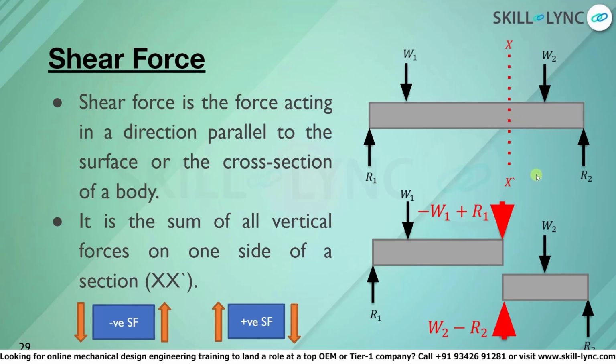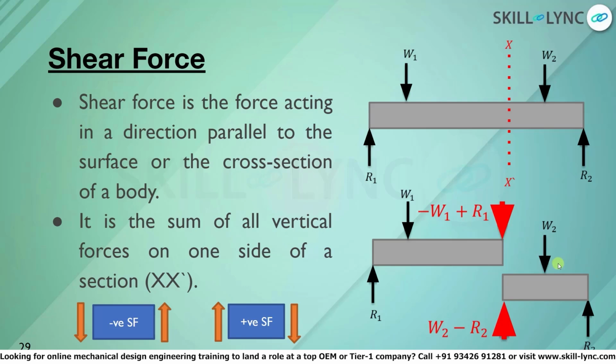The sign convention for shear force will depend on the direction of the force and the side of the section. This figure gives us the sign convention for shear force on the left side and the right side of the beam. Downward forces or gravity load on the left side of the beam are negative, while upward reactionary forces are positive. Similarly, upward reactionary forces on the right side of the beam are negative, while downward gravity loads are positive.